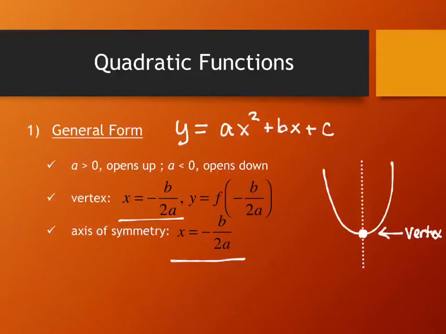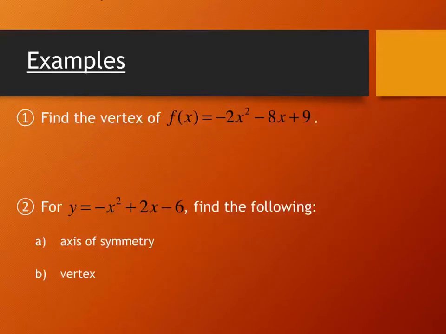Okay, can I switch screens? Yeah? Some nods? Okay. So here's the parabola we're going to work with to start with. F of x equals negative 2x squared minus 8x plus 9. We're just finding the vertex. That's all it asks us to do.